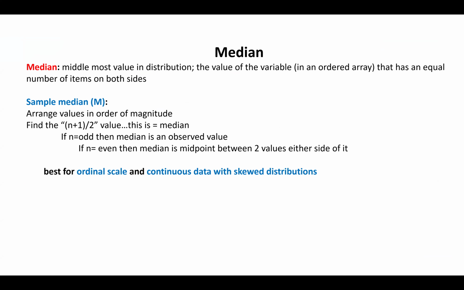All right, if n is an odd number, which it wasn't, the median is an observed value. If n is even, which it was, it's the midpoint between the two values on either side of it. Meaning, if you have 10 numbers, it's hard to pick what's in the middle, right? So it'll be between 5 and 6, okay? Because you have 5 on each side, but you can't take say 5 or say 6, it has to be like 5.5. Does that make sense? Okay. This is really good for ordinal scale and continuous data with those skewed distributions.